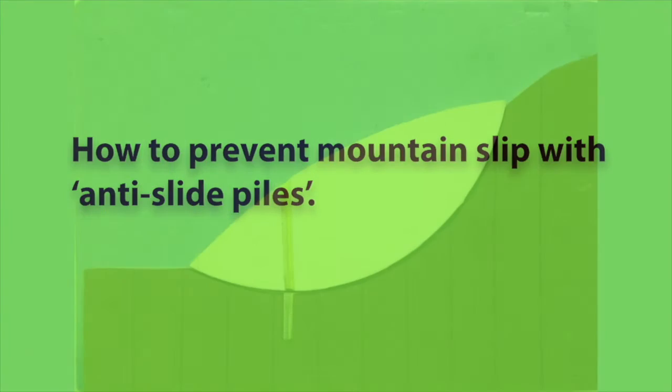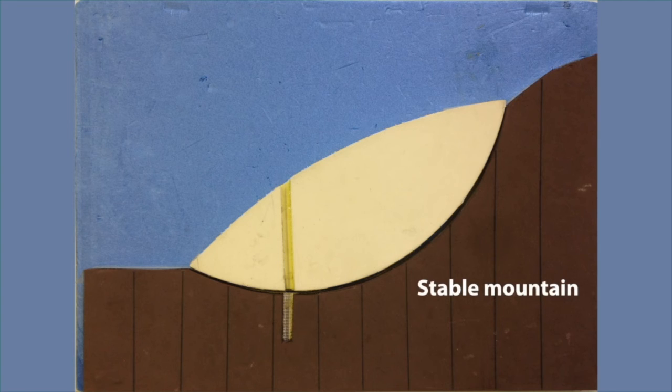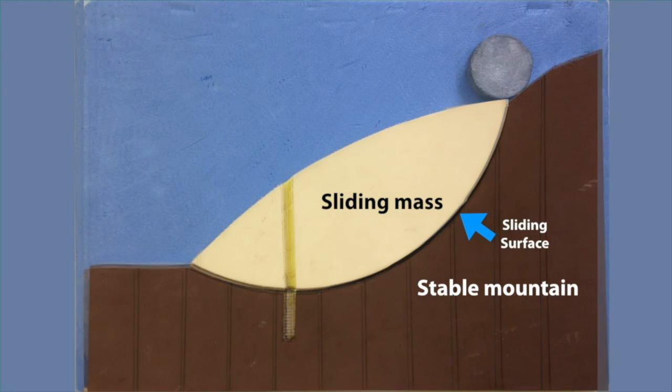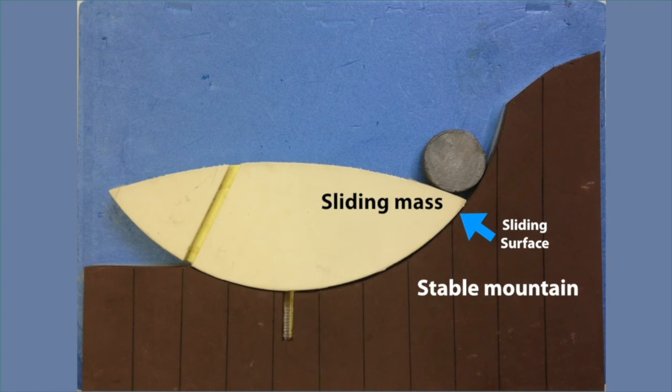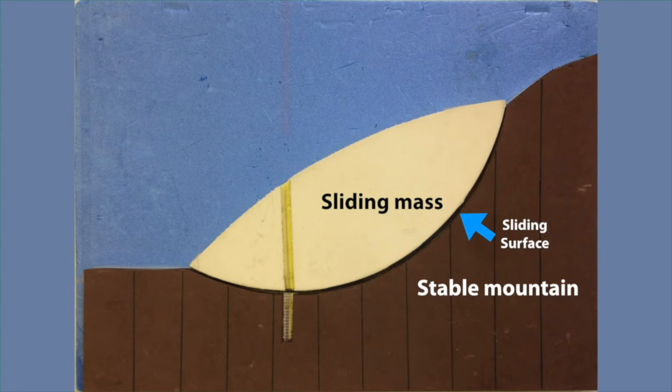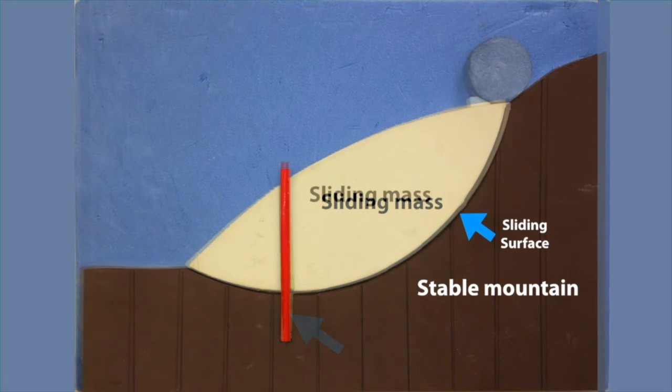There is another method of stabilizing a slope using anti-slide piles. As before, the brown bottom part is a stable mountain and the upper white slice is a sliding mass of a landslide area. Let's place a weight on the upper right side of the sliding mass. If there are no anti-slide measures, it will slide like this. Let's put a red pipe in the ground and place the weight at the same place again. The mountain is not sliding now.